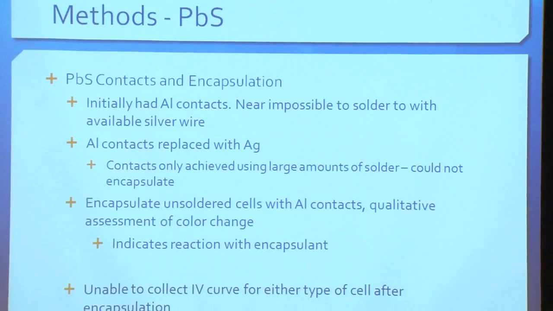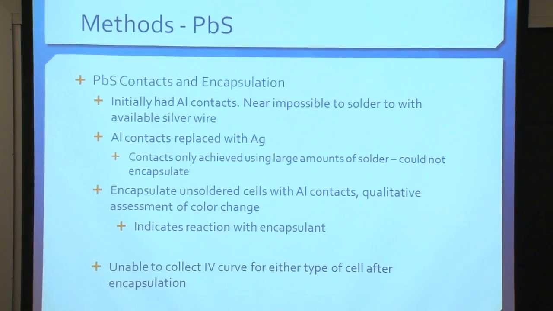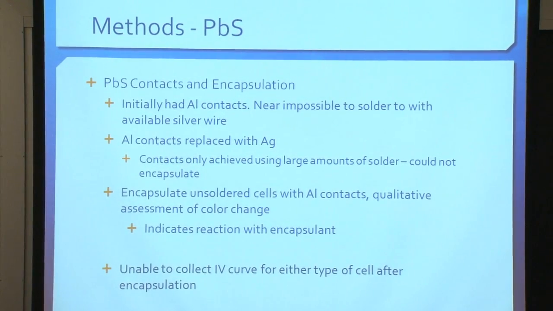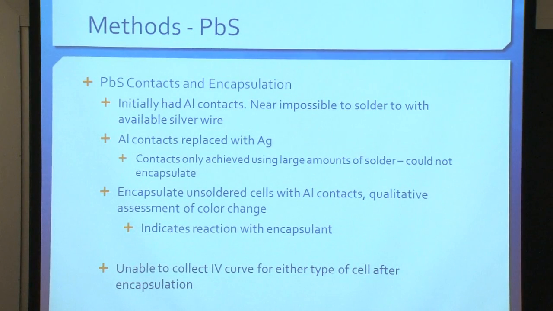For the lead sulfide, initially, as Jolene said, we had aluminum contacts. Unfortunately, when exposed to air, this forms a layer of aluminum oxide, which is nearly impossible to solder to. So we switched the aluminum with silver, even though it's less than ideal for charge extraction. With these contacts, we were only able to achieve a contact with a large amount of solder. And again, we could not encapsulate because we risked breaking the cell with these contacts.